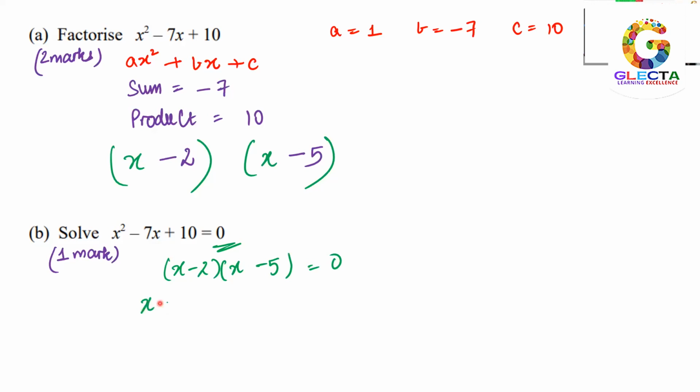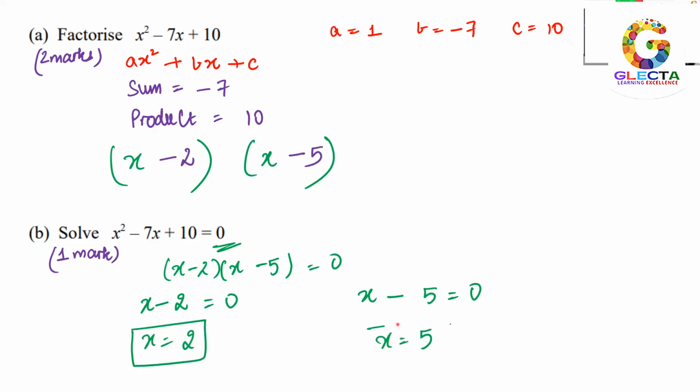So either the first bracket is 0 or the second bracket is 0. That means either x is equal to 2 or x is equal to 5. So these are the two answers that we shall be getting.